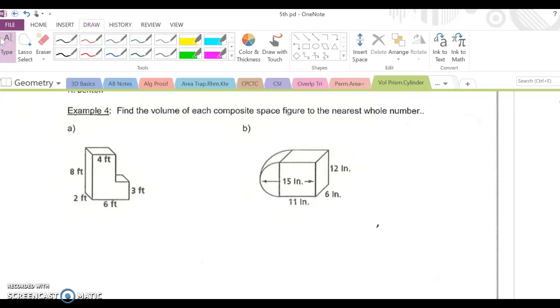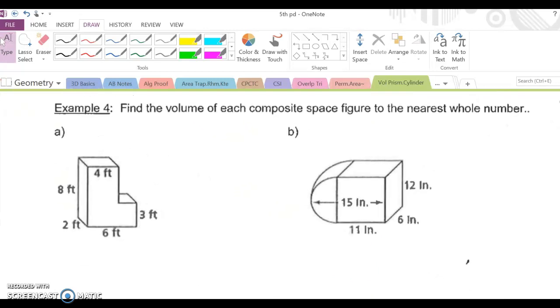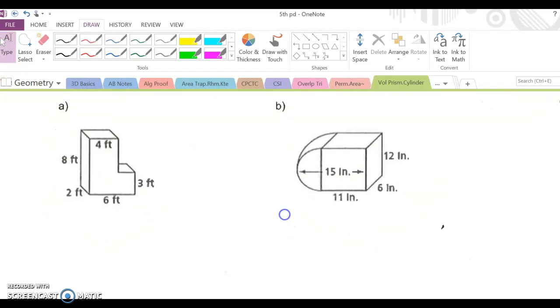Alright, so the next thing is what happens when I put shapes together? What if I combine two prisms, or combine a cylinder and a prism? So let's find the volume of each composite figure. All of these that we're going to do in this class will be add strategy. So what I have in this first picture is basically two prisms. I have this yellow prism and I have the green prism, and we want to add together their volumes.